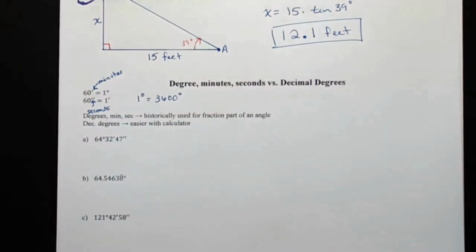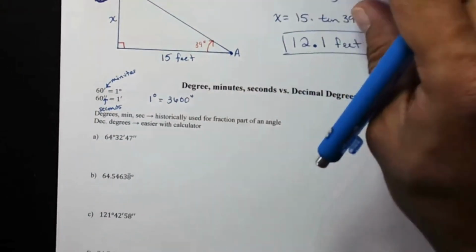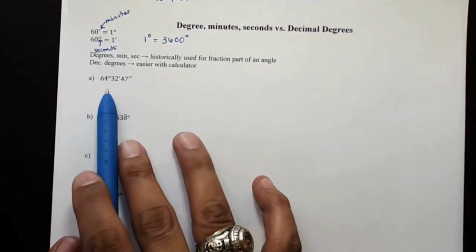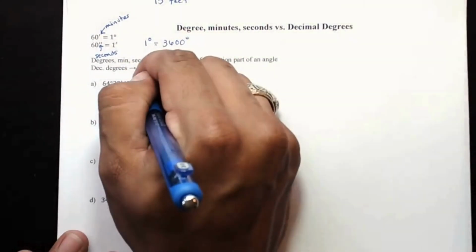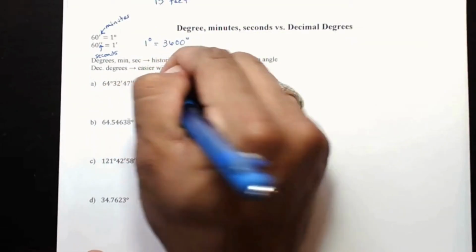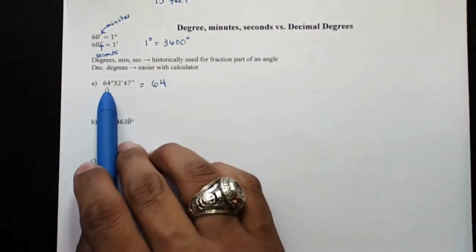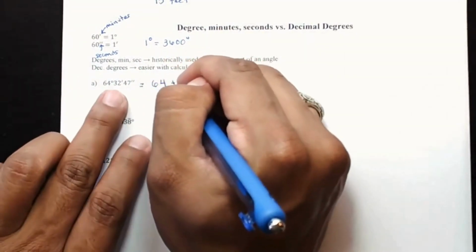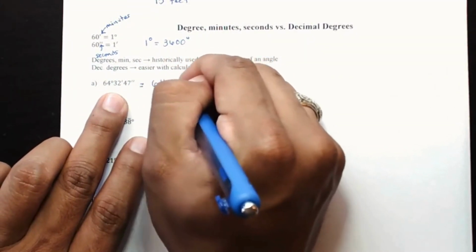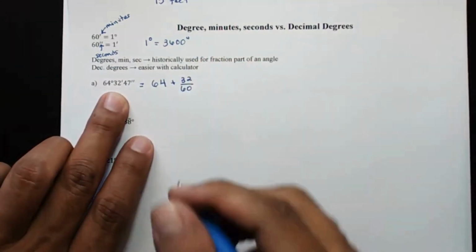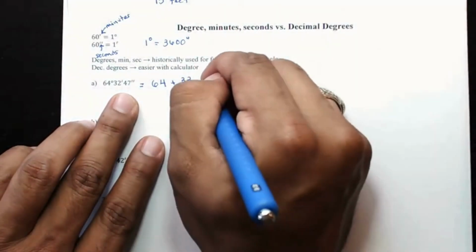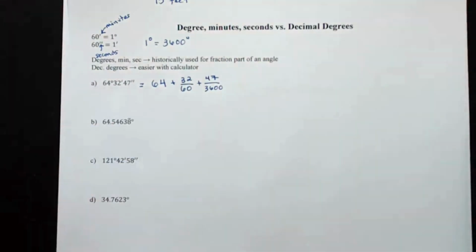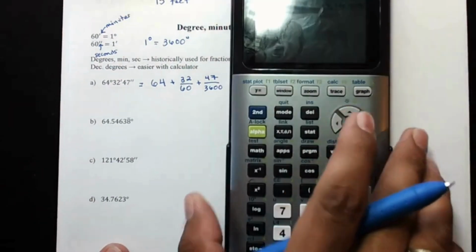All right. So how do we convert these? So here we have a problem where it's 64 degrees, 32 minutes, and 47 seconds. Mathematically, the way I would do this is take mixed fractions. We have our whole degree. We have a fraction of a degree, which is 32 minutes out of the 60 that we have. And then we have 47 over how many seconds there are in a degree, which is 3,600. Now, you can do this every single time, or what's nice is that we have a calculator.